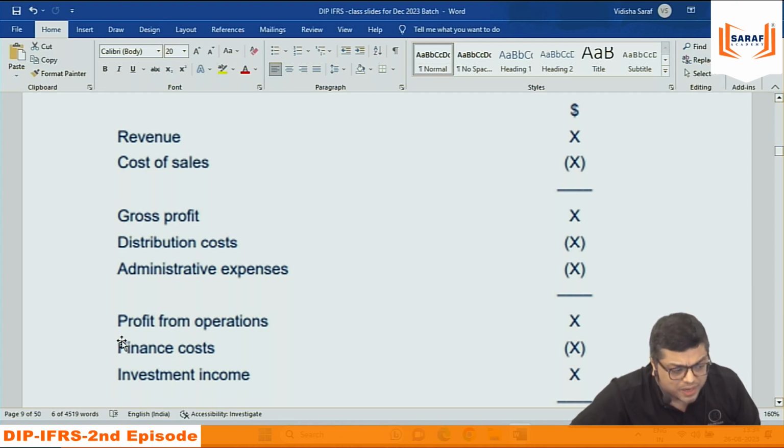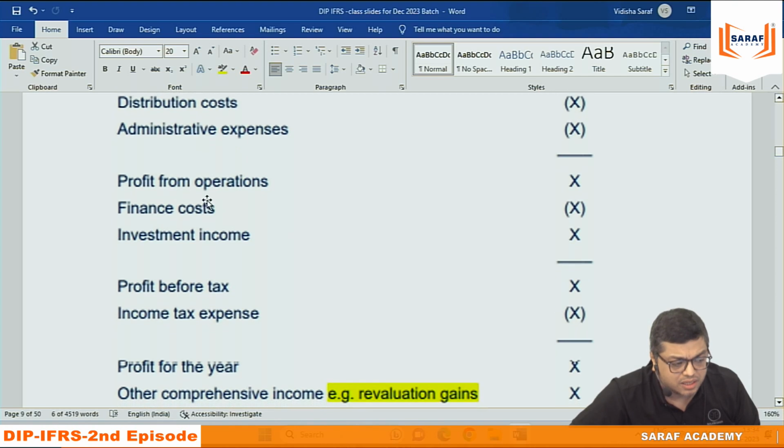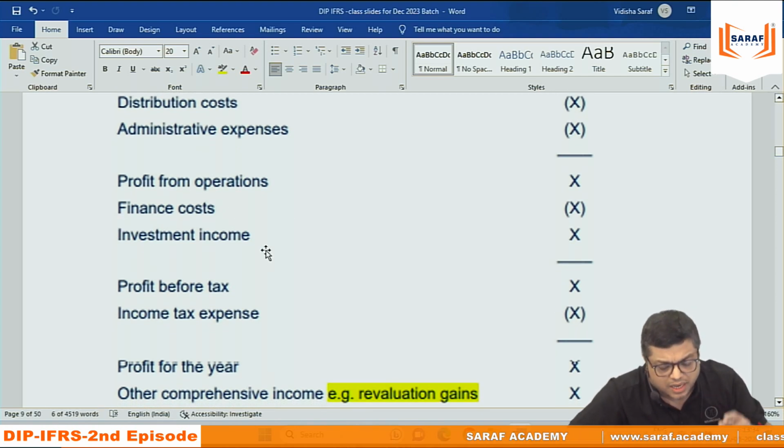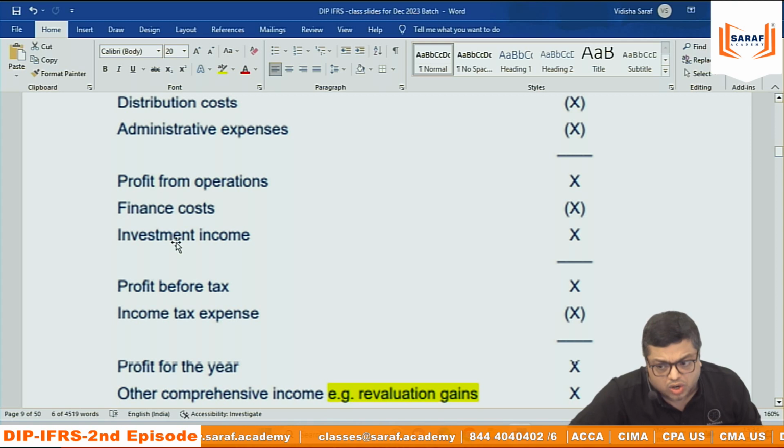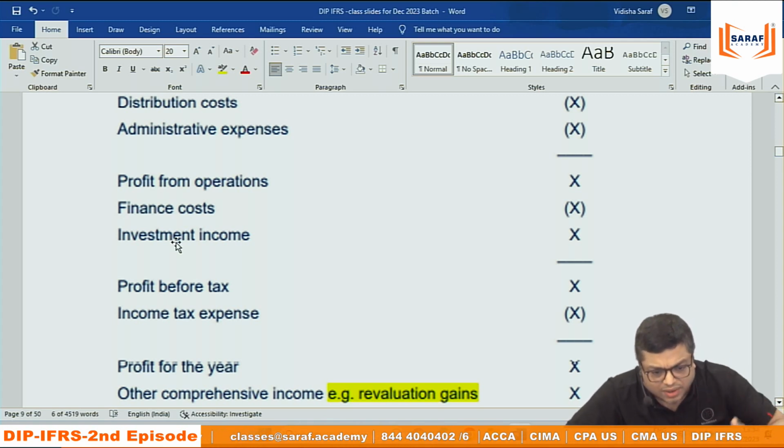These all three are operations. So from gross profit, when you deduct these, you get profit from operations. From profit from operations, you deduct finance cost and investment income. Somebody was saying that in the PL account we require only operational things. Then what is this? This is not operational. Profit from operation is already done. This is non-operational. And there are so many things. I will give an example.